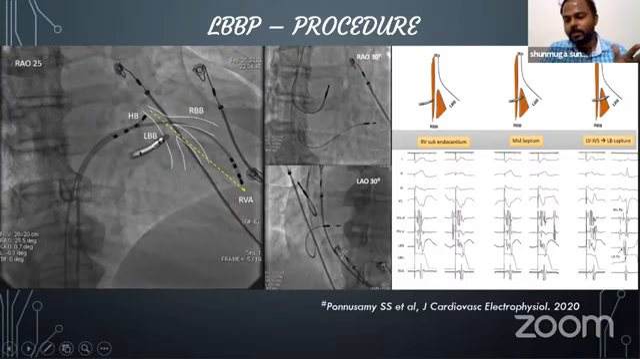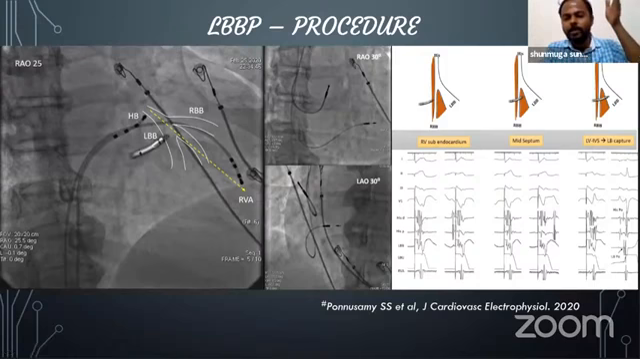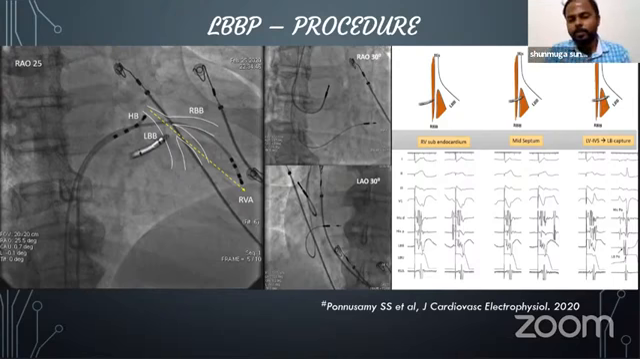So when you measure this interval, in His bundle pacing, we measure the interval from the onset of the His bundle signal or His potential to the onset of the surface QRS, which is usually between 35 to 55 milliseconds. Here, we have to measure the interval from the onset of the left bundle potential to the surface QRS. This will be usually between 15 to 25 milliseconds. So this is how we usually do the left bundle branch pacing.